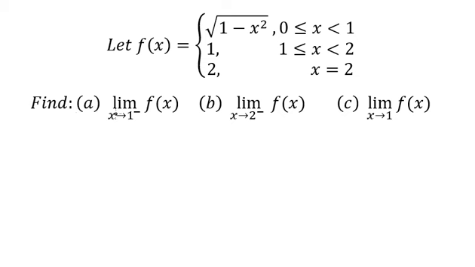Question A. Limit s approaches number 1 on the left. On the left, that is about this one. Because number 1 in here is smaller than number 1, so we just put number 1 in here. 1 minus 1 square with the square root, and you get about number 0.